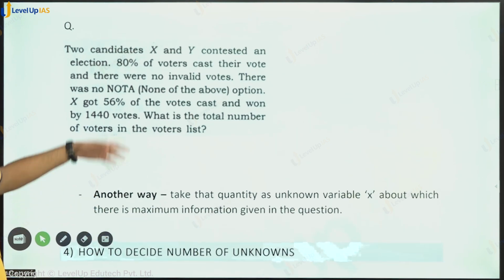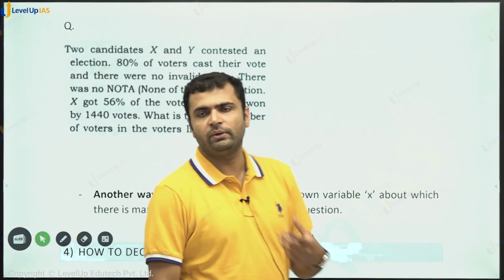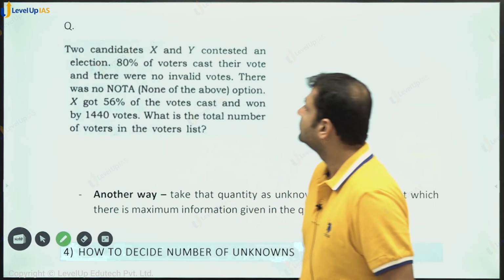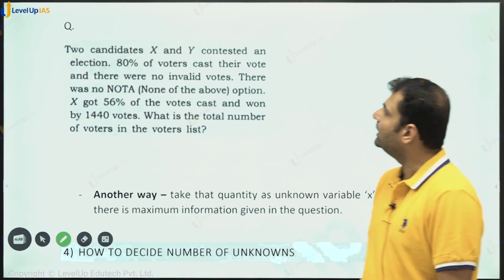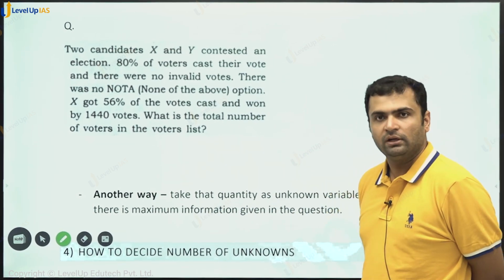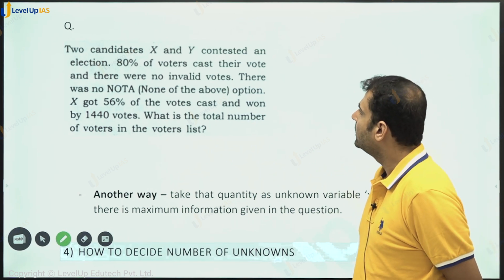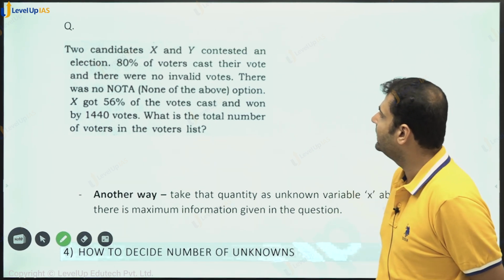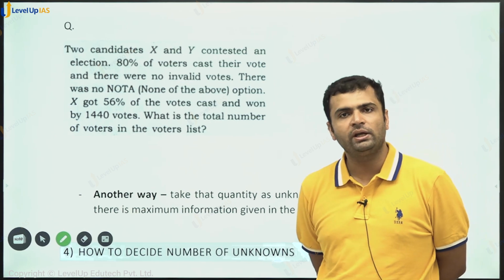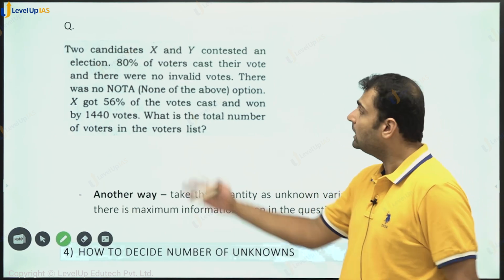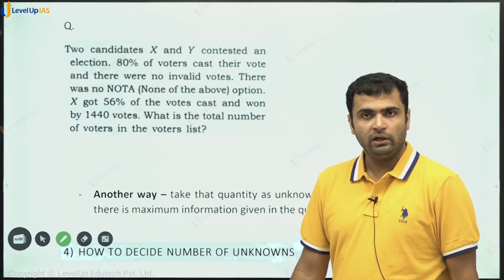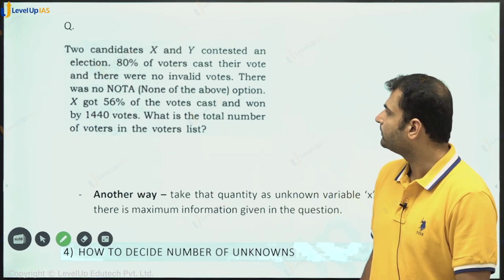Then this was asked in CSE 2022. तो उसमें क्या दिया देखो, 2 people X and Y contested an election. तो 2 लोग हैं, फाइन. 80% of voters casted their vote. तो सब लोगों ने वोट नहीं किया, 80% लोगों ने वोट किया. स्टिल क्वाइट हेल्दी टर्नआउट. इंडिया में इससे तो कम ही टर्नआउट होता है.